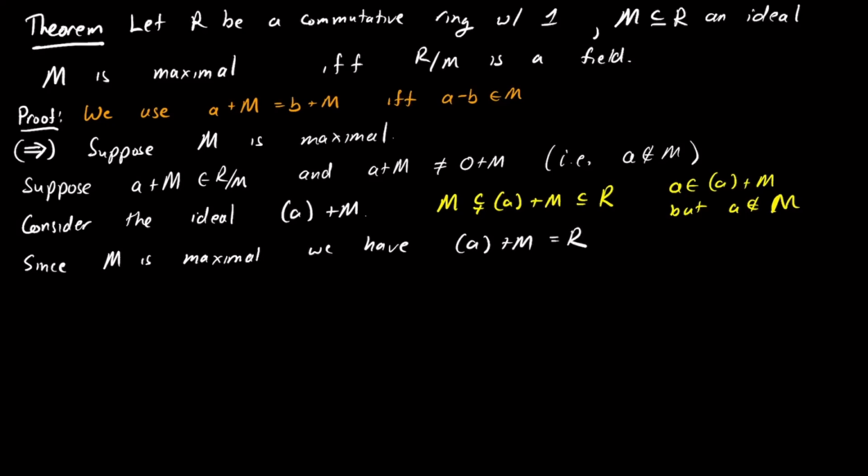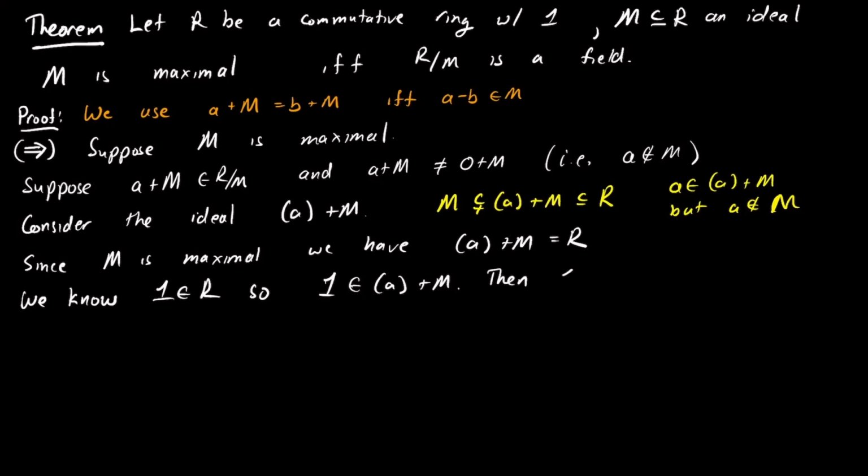There can't be any ideals between M and R unless that ideal is equal to M or it's equal to R. We've already established that this new ideal is not equal to M, so this new ideal has to equal R. Okay, why is that useful? Well, we know that 1 is an element of R, so we know that 1 is an element of the ideal generated by A plus M. Well, what does that tell me?